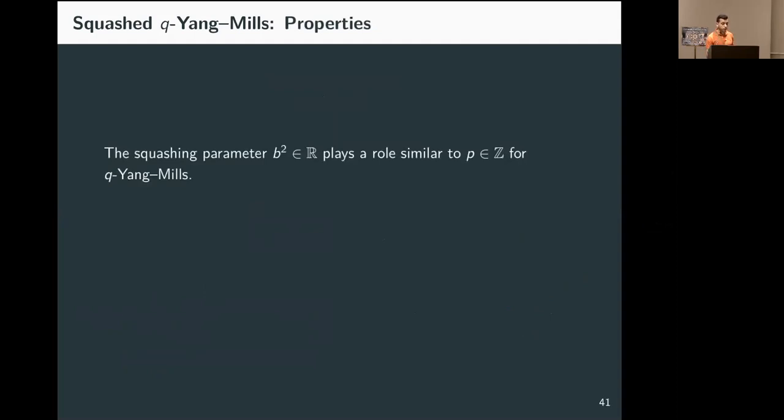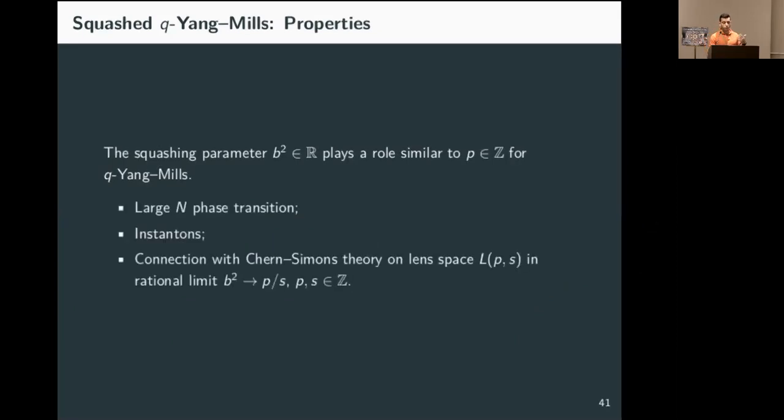The squashing parameter plays a role similar to the beta parameter for Q Yang-Mills, and in fact the partition function I've shown earlier is very similar, but not quite the partition function of the refined Q Yang-Mills. So if we go to large N, we have essentially the same as the refined Q Yang-Mills, but for finite N, there are some differences.